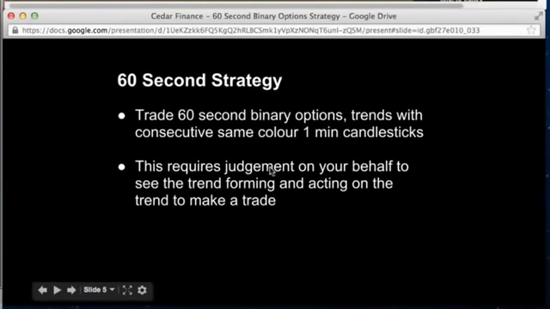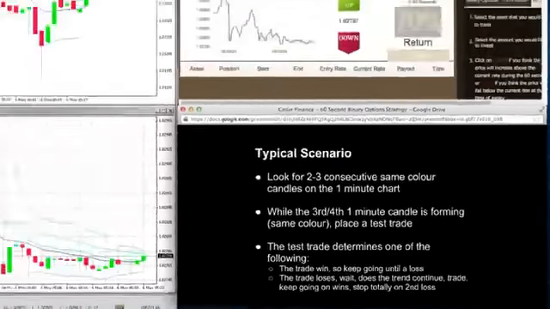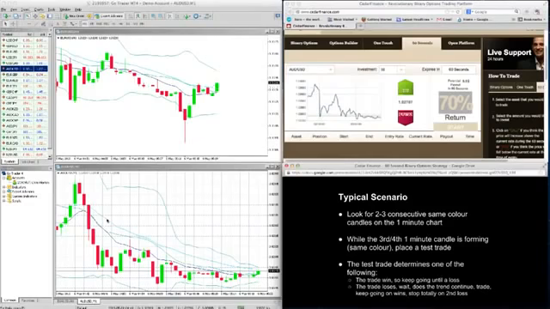So this strategy requires judgment on your behalf to see the trend forming and act on the trend to make the trade. A typical scenario is to look for 2 to 3 consecutive same color candles on the 1-minute chart. While the 3rd or 4th 1-minute candle is forming, place a test trade. The test trade determines one of the following to see if the trade wins. If the trade wins, you keep going until you get a loss. So you might be able to get 2 or 3 trades in before you get a loss, so you would have won 75%, which is you're going to win more than you've lost there.